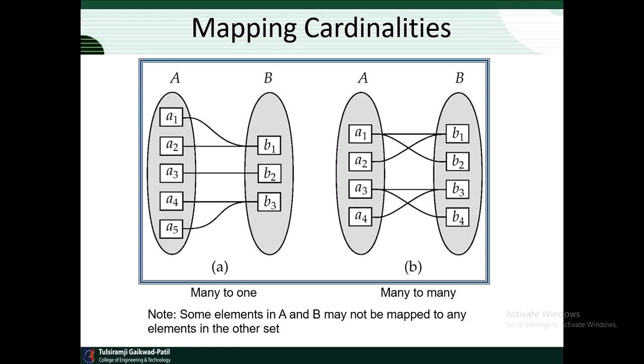Then figure B here represents many-to-many mapping cardinality. In that, one attribute of entity set A is associated with multiple attributes available in entity set B. This is called many-to-many mapping cardinality. So here you have to note the point: some elements in A and B may not be mapped to any elements in the other set.